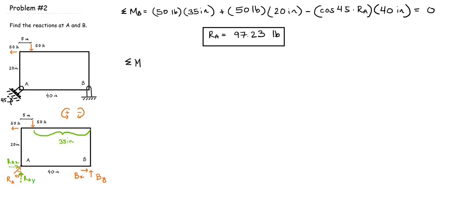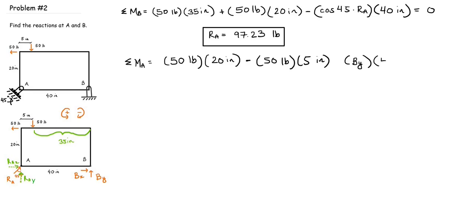So taking the sum of the moments about A, we get the horizontal 50-pound force times the perpendicular distance, which is 20 inches. This would result in a positive moment. Next, the vertical 50-pound force times the perpendicular distance, which is 5 inches. So in this case, it would result in a negative moment because it's going clockwise. Finally, the only moment left is B of y, and that's multiplied by the perpendicular distance, which is 40 inches. This would also result in a positive moment. Solving for B of y, we get minus 18.75 pounds.